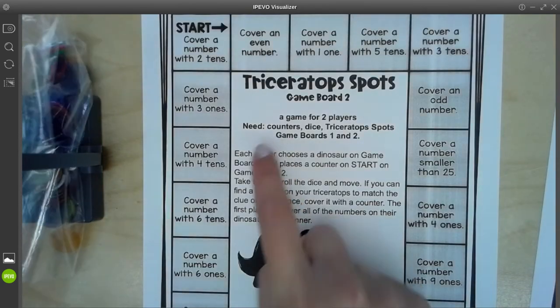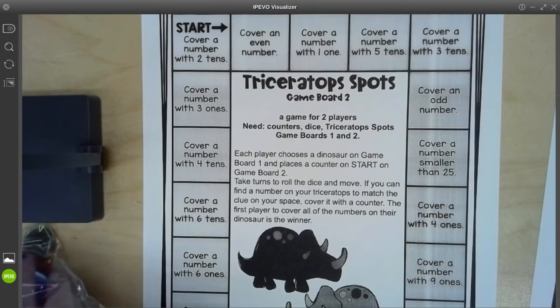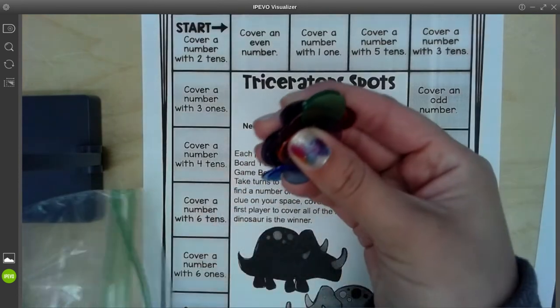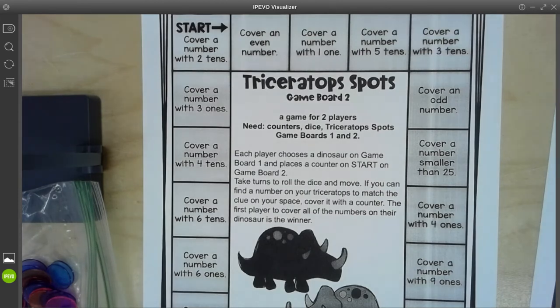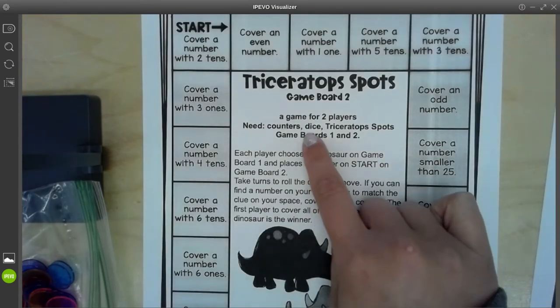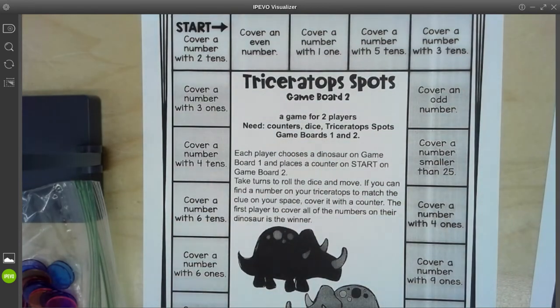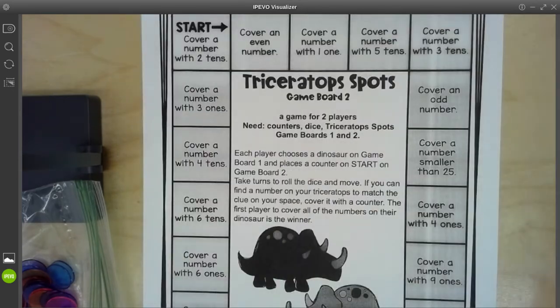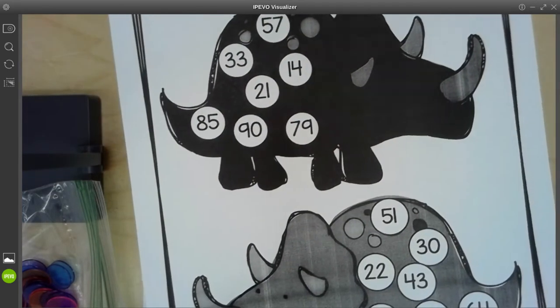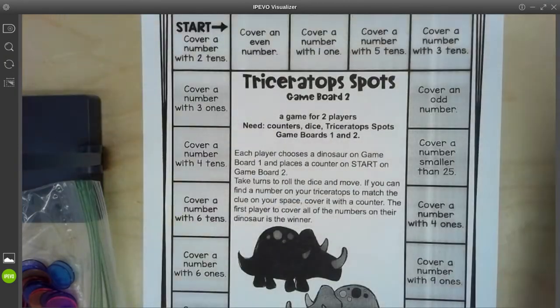And you're going to want some counters or something to cover up. And guys, counters could be like kind of what I use, like bingo chips, or you can just use pieces of cereal or anything small that you have around as a counter, or little dolls or something. You're going to want dice. So I have my dice. And then again, obviously you're going to want your game boards, which are on page 27. Okay? And there's a game board 1 at the top, and then game board 2 is at the bottom.